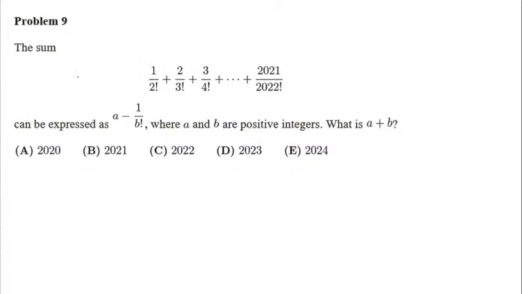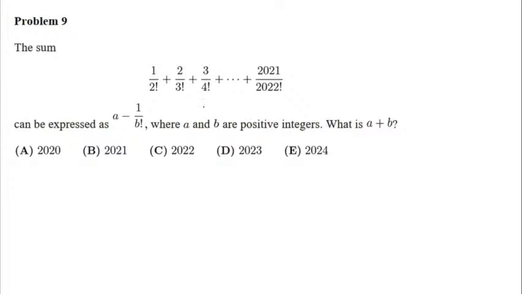AMC 10B 2022 problem number 9. The sum 1 over 2 factorial plus 2 over 3 factorial plus 3 over 4 factorial plus up to 2021 over 2022 factorial can be expressed as a minus 1 over b factorial, where a and b are positive integers. What is a plus b?